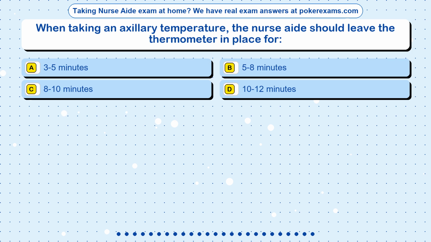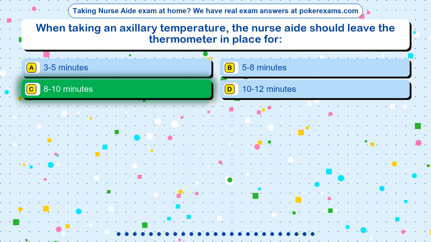Question 15. When taking an axillary temperature, the nurse aide should leave the thermometer in place for: Option A. 3 to 5 minutes. Option B. 5 to 8 minutes. Option C. 8 to 10 minutes. Option D. 10 to 12 minutes.